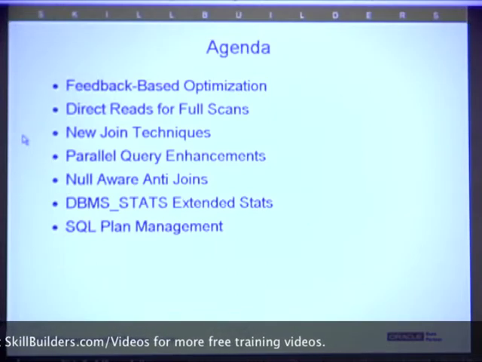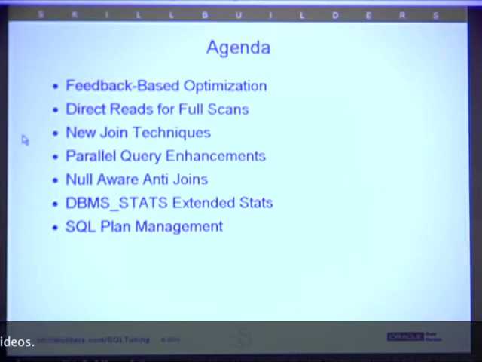Extended stats. Part of the DBMS_STATS procedure. So we can now tell the optimizer about correlated columns, and statistics on functions, statistics on views. We'll take a look at that. We'll wrap up with SQL plan management. So we're trying to avoid nasty surprises in plan changes with SQL plan management. What else is new?